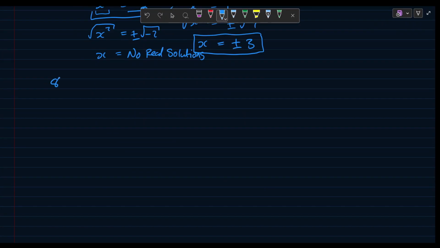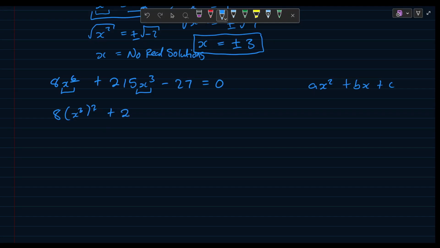Say we've got 8x to the power 6 plus 215x cubed minus 27 is equal to 0. To show that this is a hidden quadratic, we want to rewrite x to the power 6 in terms of x cubed. Again, the goal is to write this in the form ax squared plus bx plus c. So this becomes 8 times x cubed, with a 2 outside because 3 times 2 still yields the 6, plus 215x cubed minus 27 is equal to 0.